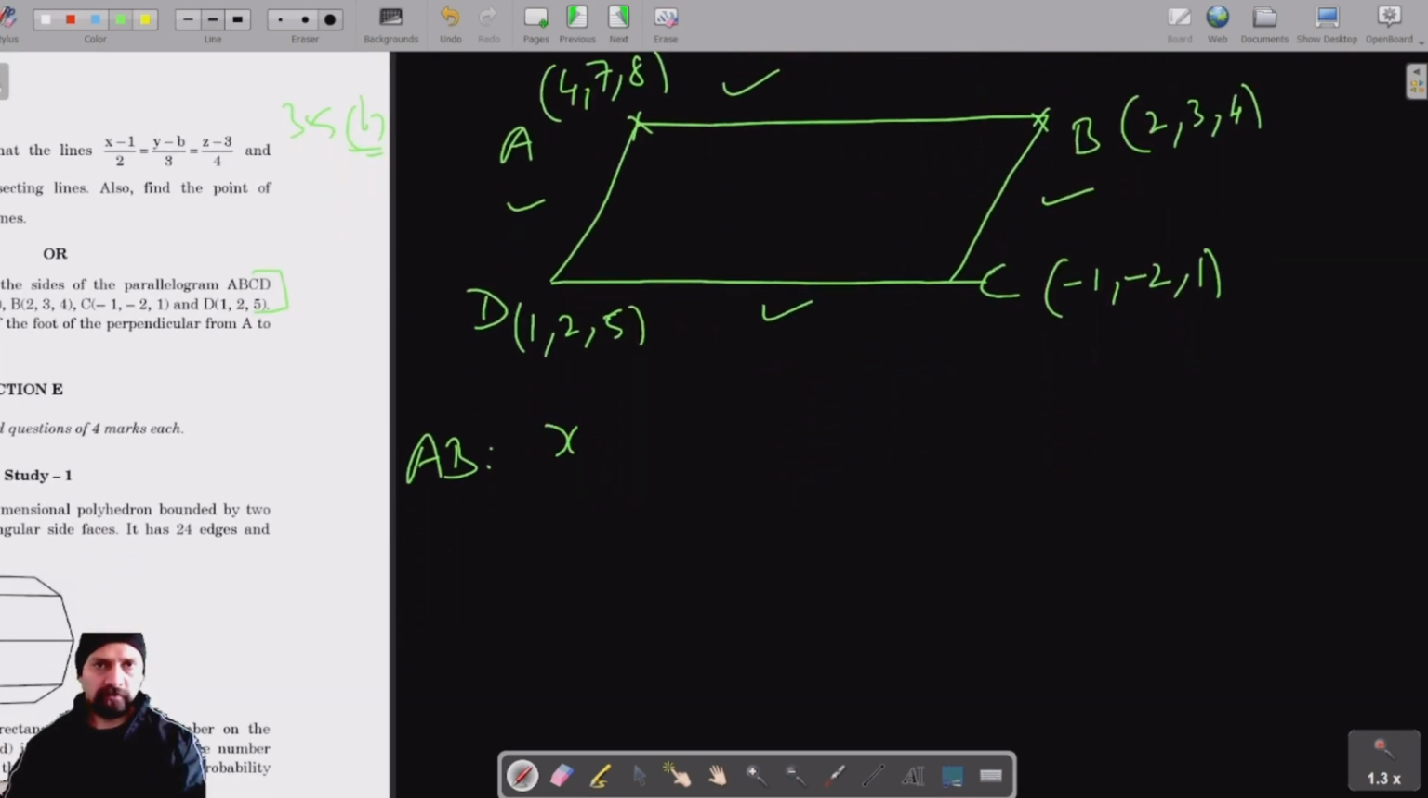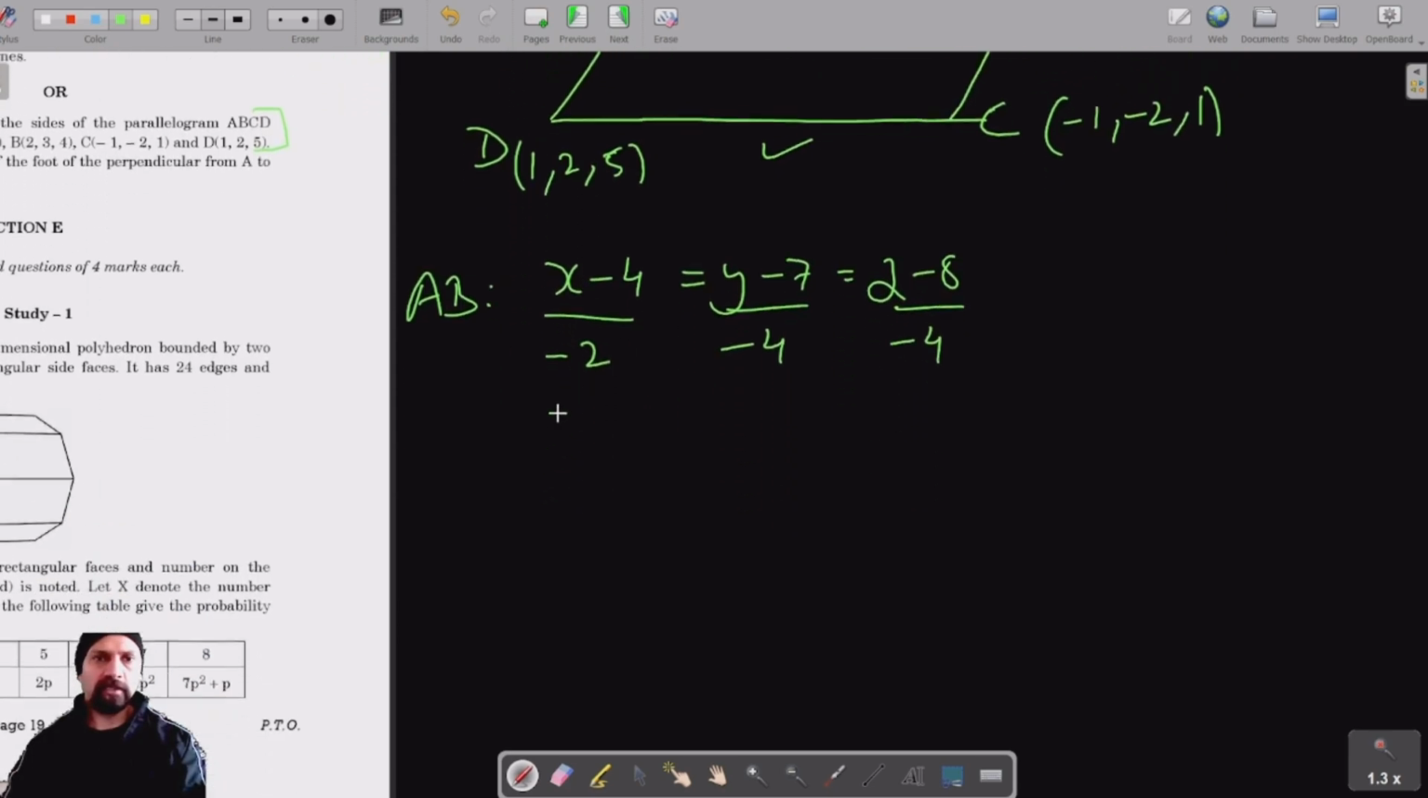The first one is x minus x1, which is 4, is equal to y minus y1 is equal to z minus z1, and 2 minus 4 is minus 2, 3 minus 7 is minus 4, 4 minus 8 is minus 4. So this is the equation of the line AB.